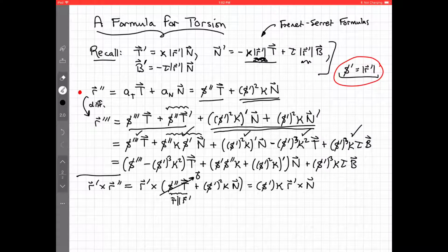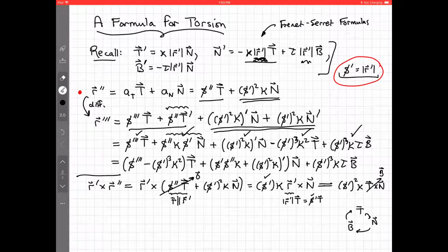So this is s prime squared kappa times r prime cross N, just factoring out the s prime squared and kappa. But r prime itself is the same thing as the length of r prime times T, right? That's a decomposition into magnitude times direction. But the length of r prime is the same thing as s prime. So we can rewrite this one more time as s prime squared kappa, and then we have T cross N. Oh, but we know what T cross N is. Remember our right-handed system, T, N and B. The definition of B actually was T cross N.